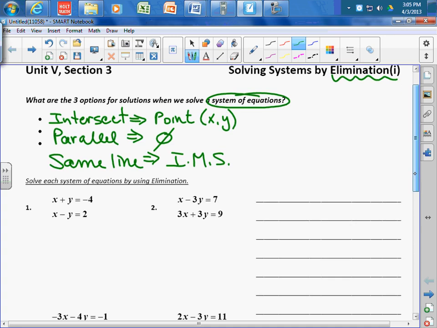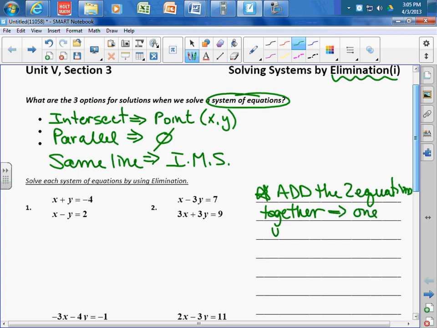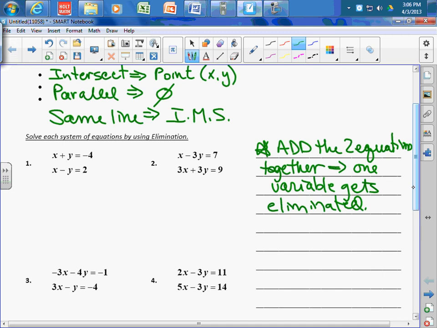So keep that in mind as we go through these. Now, to use elimination, here's what we're going to do. We will always add the two equations together. And we're going to do that so that one variable gets eliminated. And that's how we get the term solving by elimination. So here's what's going to happen. Number one, let's add these two equations together and see what happens.